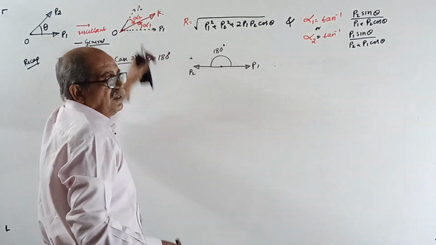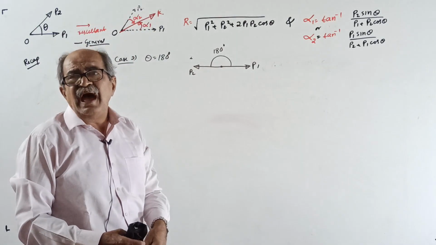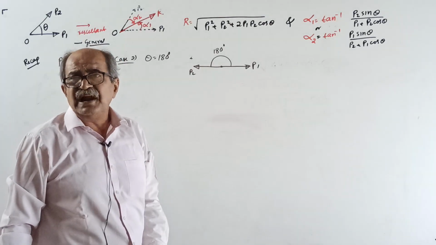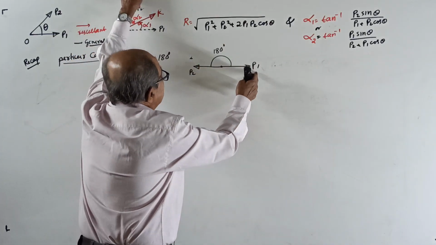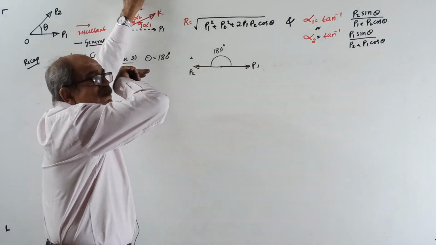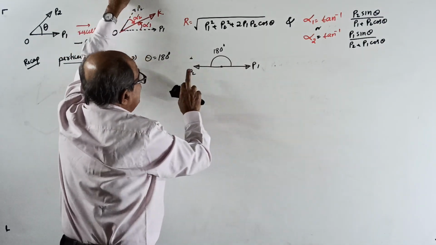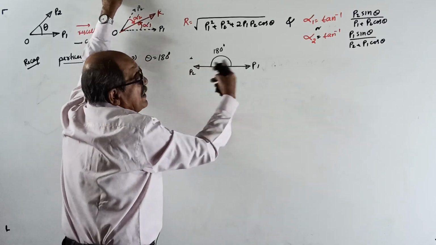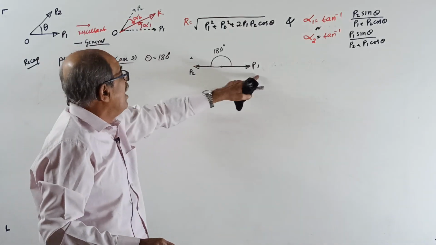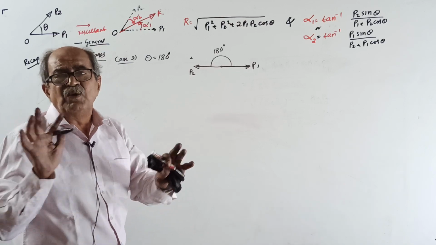Now, logically you can tell both are collinear, have the same line of action, but they are in opposite direction. So resultant will depend whether P1 is more or P2 more. If P1 is more than P2, resultant will be like this, equal to P1 minus P2. If P2 is more than P1, resultant will be this way, equal to P2 minus P1. I will give explanation later. When I finish all this, when I give summary, full board I will write. That is to be preserved.